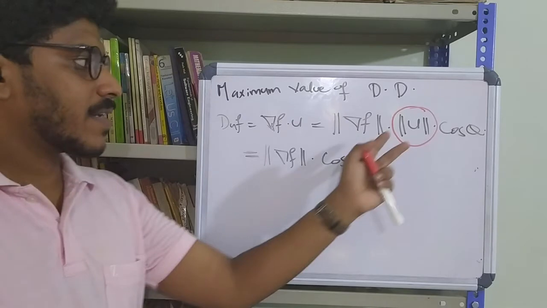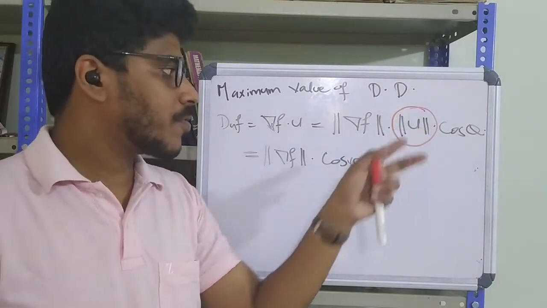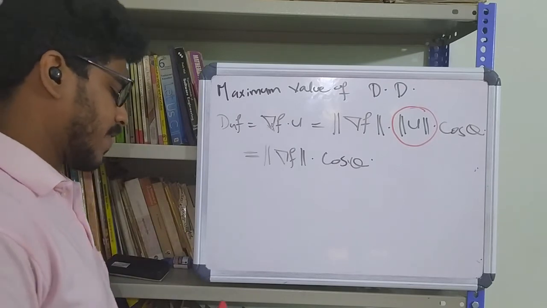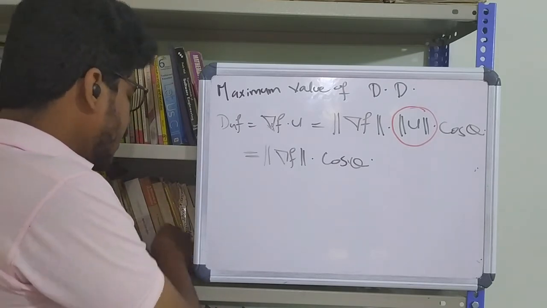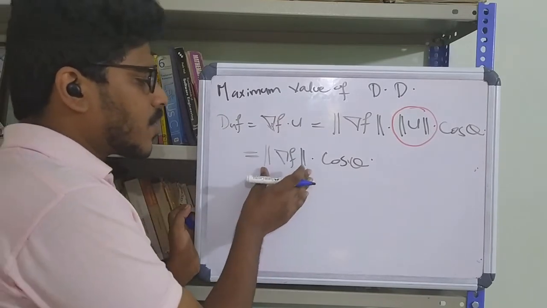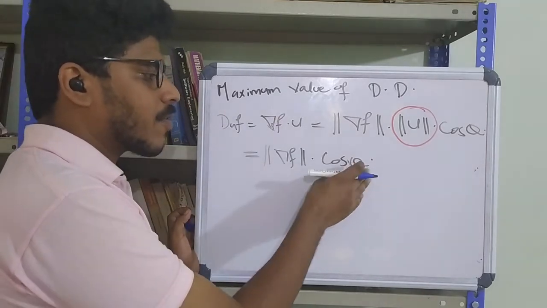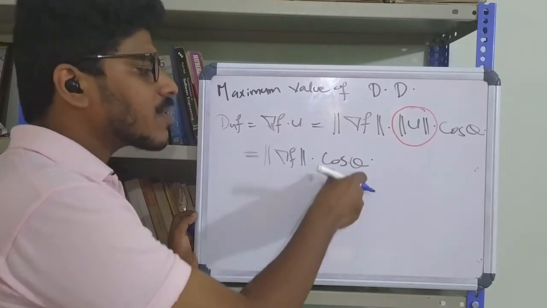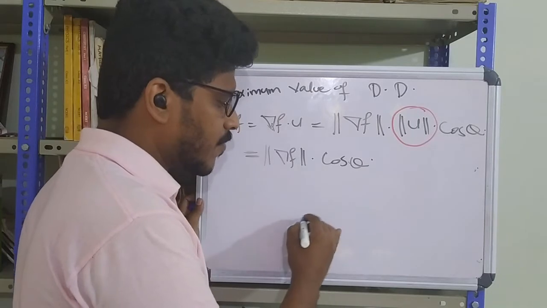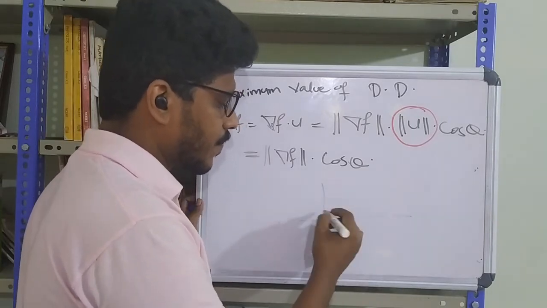Right. We take the absolute value of u off, since the absolute value of u is 1, since u is a unit vector. Here comes the analysis part. Now we have the absolute value of grad f into cos theta. Right. What are the possible values of cos theta? See, how does the graph of cos theta look like?